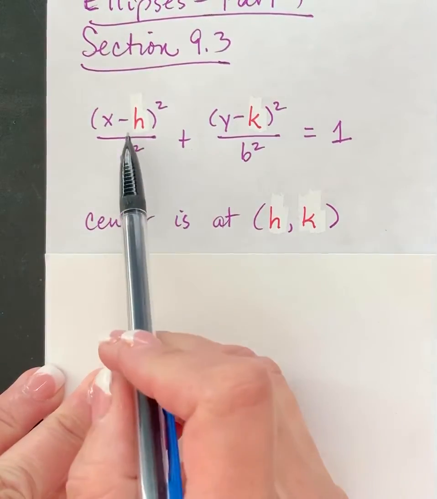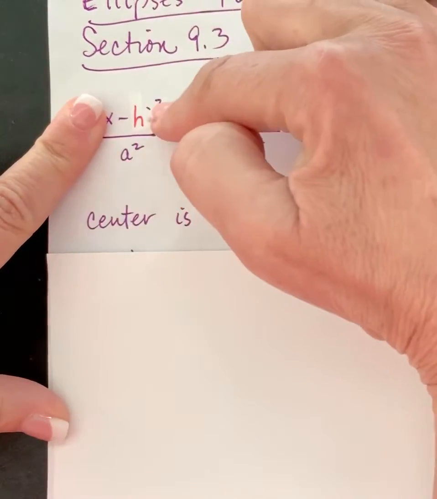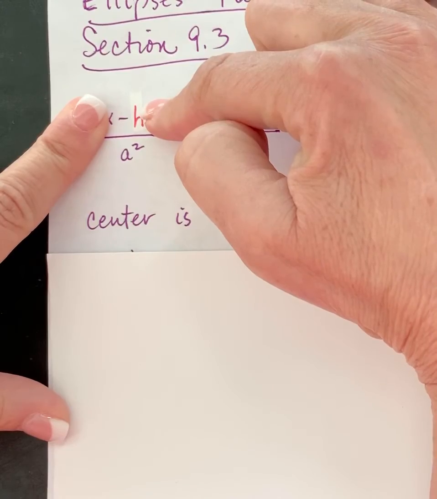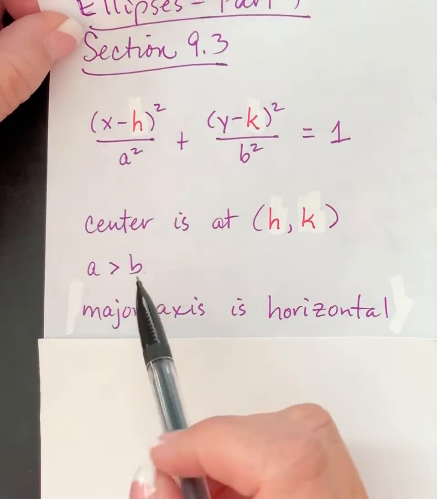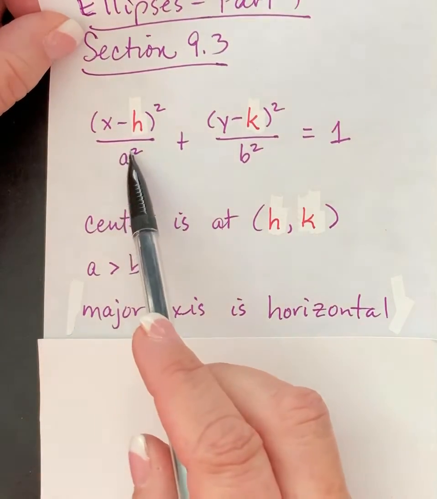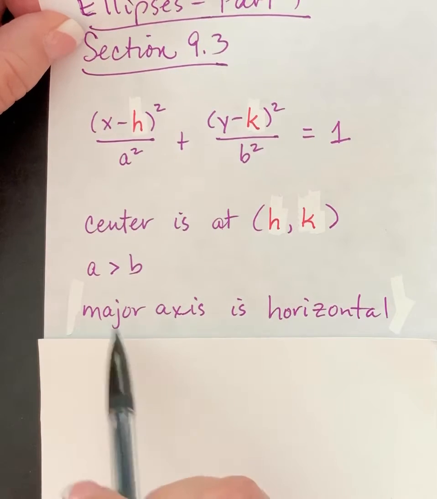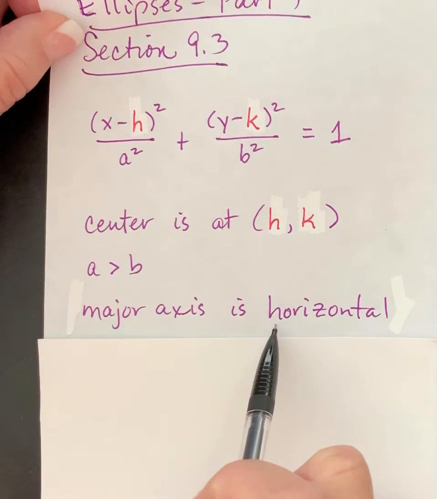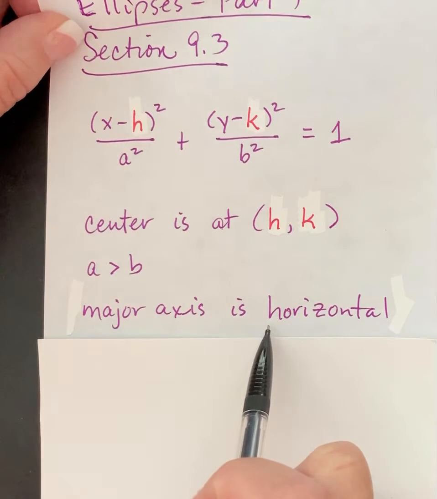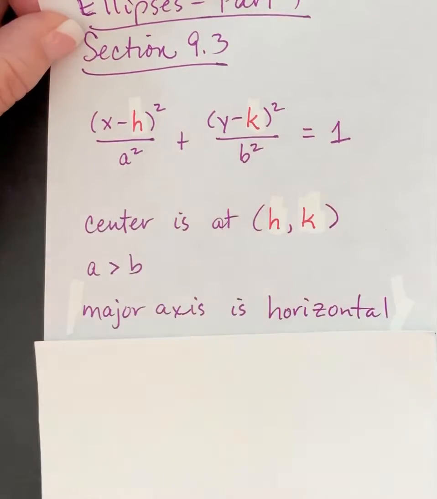And so when you're looking at it, you can just look here, and whatever the opposite of that number is h, and whatever the opposite of that number is k. Remember, a is always greater than b, so in this case I have the a with the x, so that tells you that the major axis is going to be horizontal. It might not be the x-axis because we are moving the center, but the major axis is longer horizontally.